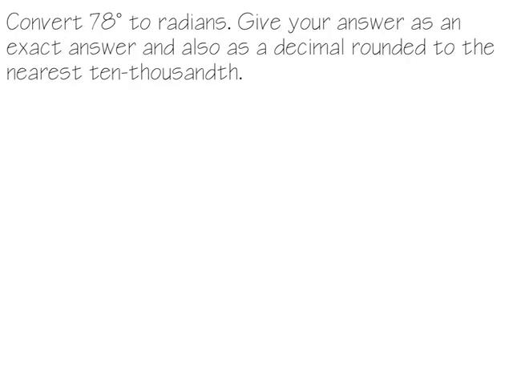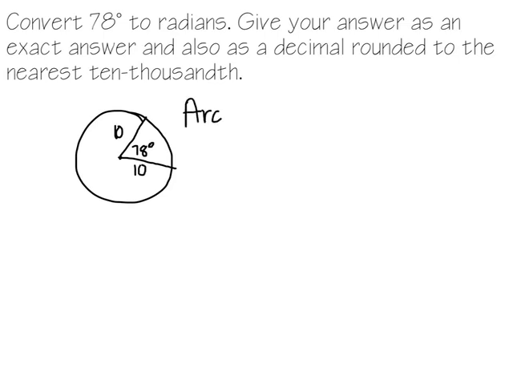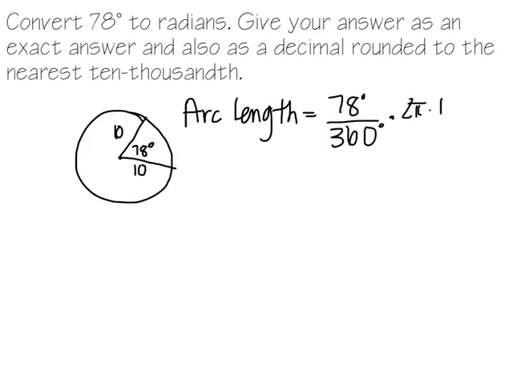The next example, convert 78 degrees to radians. Well, I don't give you a circle, but we could create our own. I'm going to say 78 degrees is maybe about this angle right here. I'm going to choose a number for the radius. I don't care what it is. Maybe I'm going to do 10. So I'm going to start by finding the arc length, which we said was theta over 360 times 2 pi times the radius.